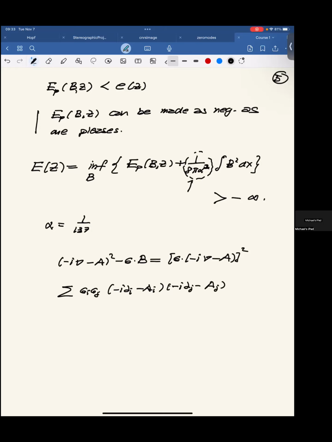And now you notice something interesting, namely the sigma i's, the Pauli matrices, when you square them, you get the identity, the 2x2 identity matrix. And when you look at sigma i sigma j, then you notice they anti-commute.